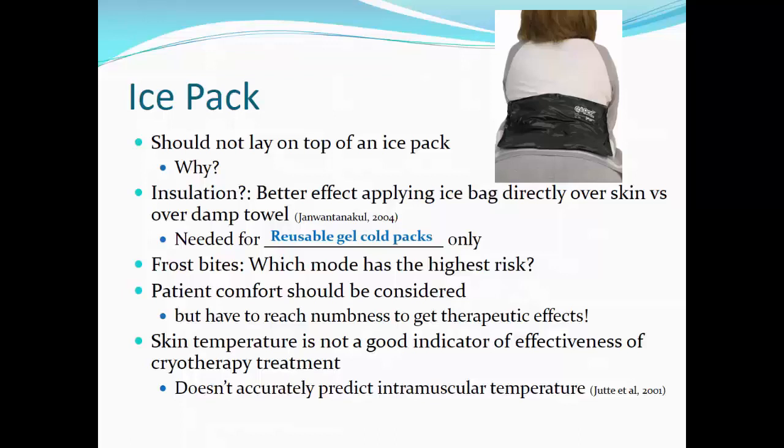Remember that the skin is the first structure to cool, but the target tissue is located most of the time much deeper than the superficial structure of the skin. The skin is not an accurate predictor of intramuscular temperature. The best way to measure intramuscular temperature is to place a thermometer within the muscle itself. Placing a thermometer within the muscle is not very practical for everyday clinical use.